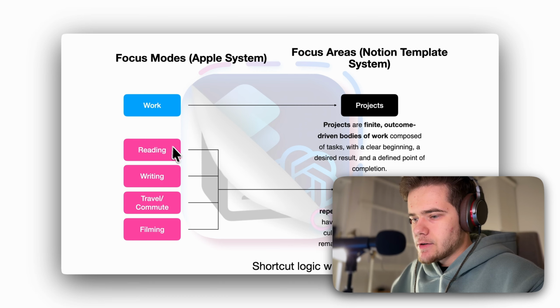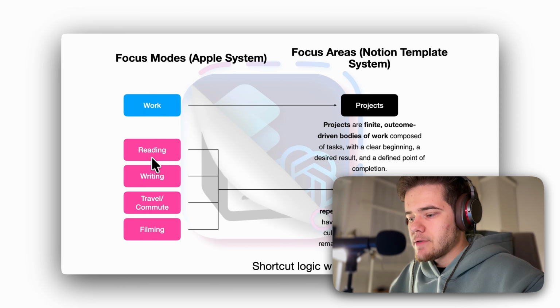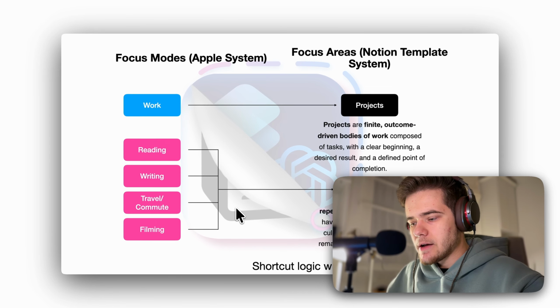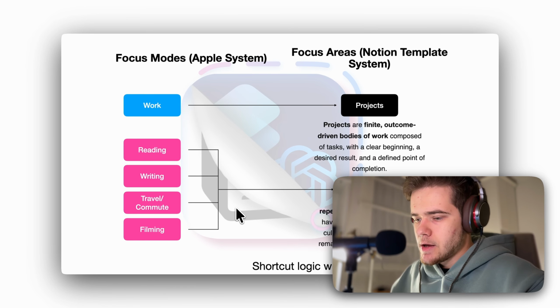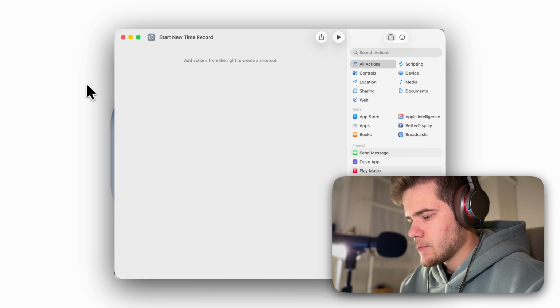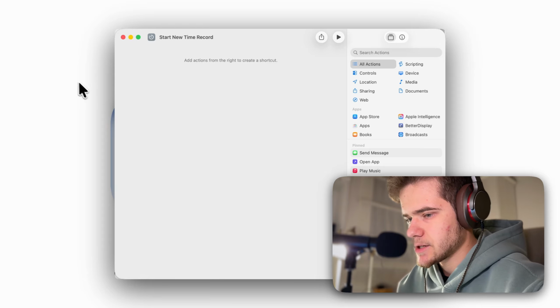We also have other focus modes that are specific to different areas of life and are not project specific. So we have areas related to activities. These are repeatable practices that do not have a defined endpoint, do not culminate in a deliverable, and remain a part of our life in routines for different periods of time. So the shortcut logic will be based on these principles in its flow. Let's now move on with the shortcut logic implementation.